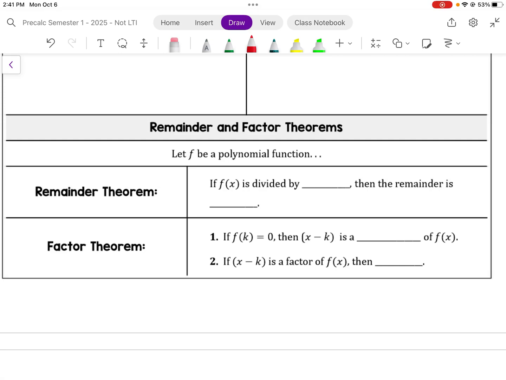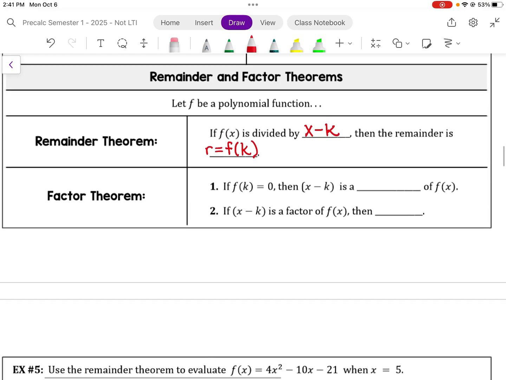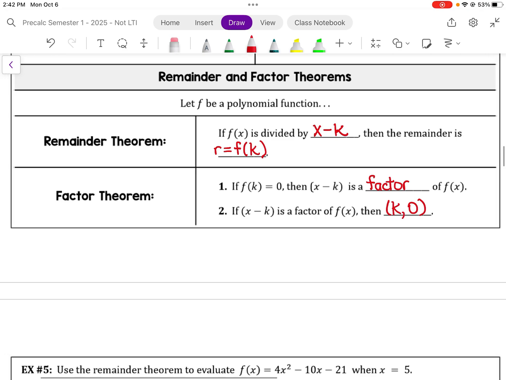All right, what about the remainder and some factor theorems that we're going to talk about? If f of x is divided by x minus k, where k is some number, then the remainder is the same as f of k. That sounds a lot more complicated than it is. If f of k equals 0, then that is a factor because we have no remainder. And so that also tells me that one of the points is k, comma 0. That's what our factor theorem states.